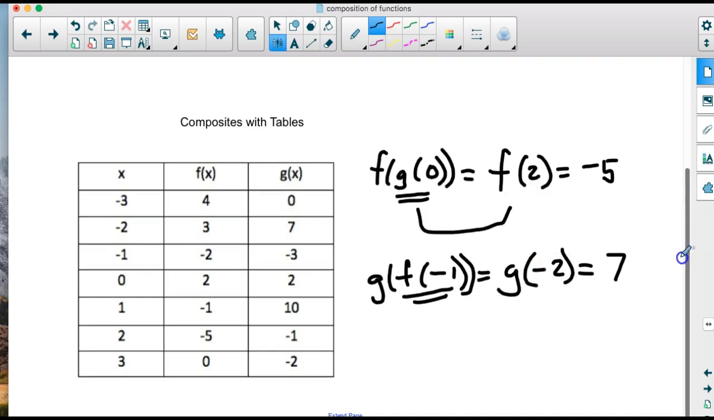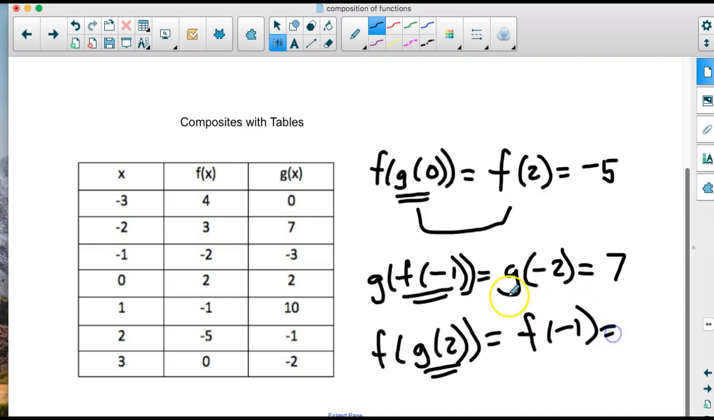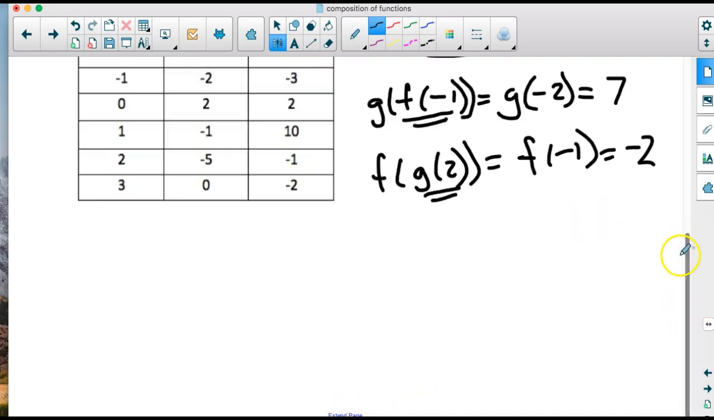Okay, sometimes we won't be able to do these. For example, if we had f of g of 2, this one we cannot do, because if we evaluate g of 2, well, I'm sorry, that one we can do. Yes, I picked the wrong one here. We can evaluate that. g of 2 is going to be -1, so we're going to go f of -1. f of -1 is -2. All right, so let me find one that's not possible here.